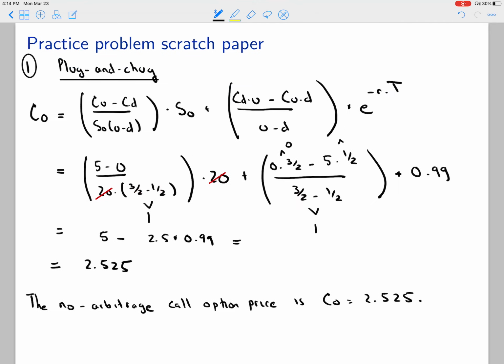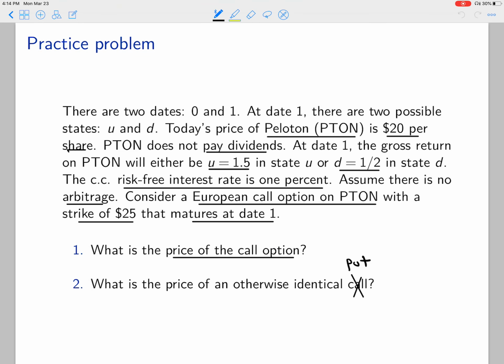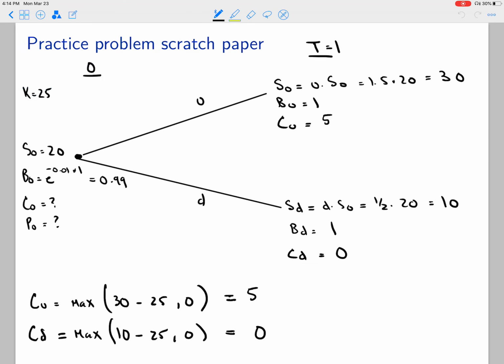Okay. So now what are we doing in the second part? We've calculated the price of the call option using no arbitrage arguments in the binomial option pricing model. We now want to price an otherwise identical put option. So how do we do this? We've run into a little bit of a problem here. The put has a strike of K equal to 25. It has a maturity of 1 as well. But we don't know the formulas yet for how to get a put option's price.